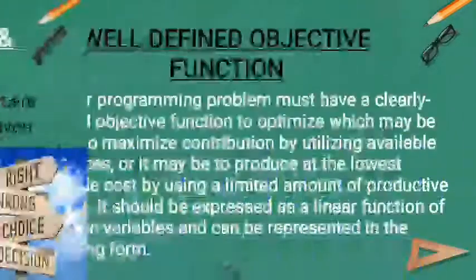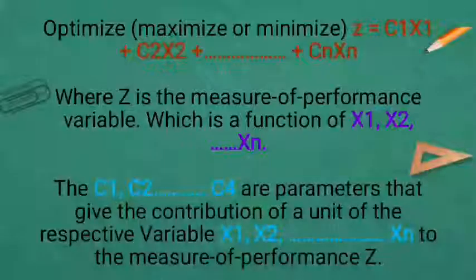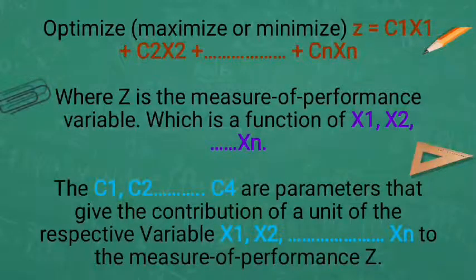The second one is well-defined objective function. The objective function in a linear programming problem is the real-valued function whose value is to be either maximized or minimized, subject to the constraints defined on a given LPP, over the set of feasible solutions. Now see, optimization is maximization or minimization. I already told you.